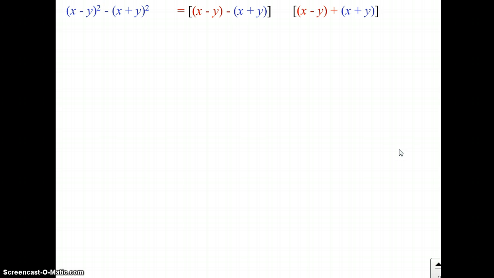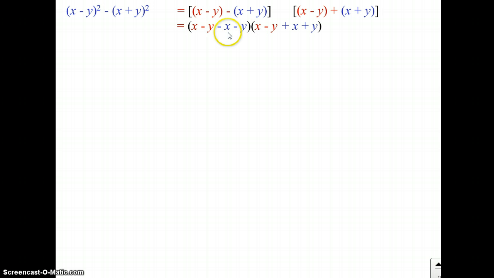We're done factoring. Now simplify inside each set of square brackets. Get rid of these brackets, x minus y. This negative sign goes to both terms, minus x minus y. Over here it's x minus y plus x plus y. So the key here is to make sure this negative sign goes to both terms inside the blue brackets.